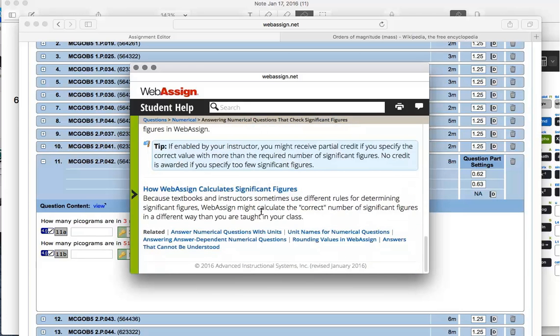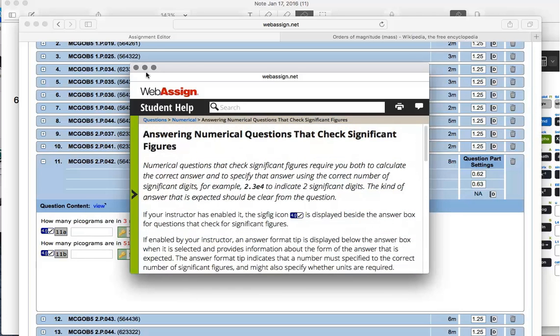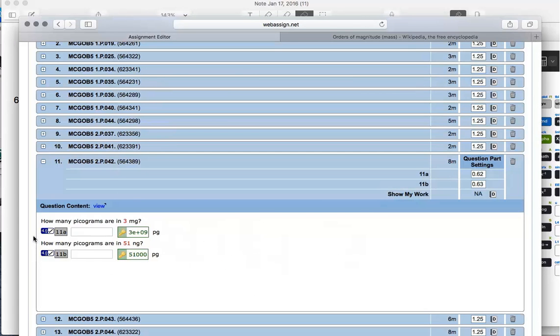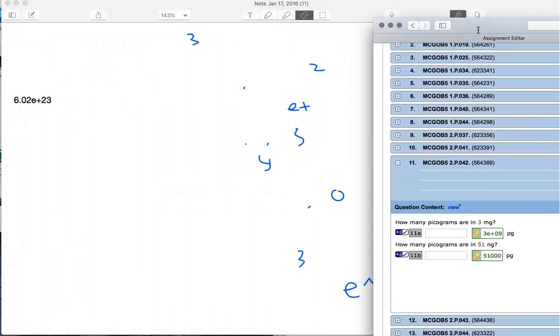So this helps you click that little button, and it also tells you that you're being graded on the number of significant figures. So this problem reads, how many picograms are in 3 milligrams? And the answer here is 3 times 10 to the 9th. Let's see if we can come up with that and then test ourselves here a little bit.